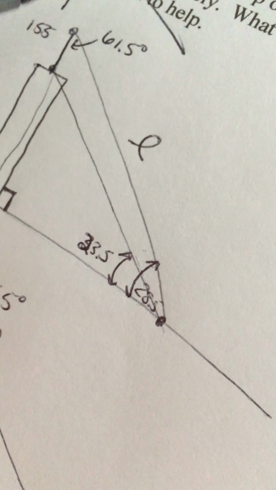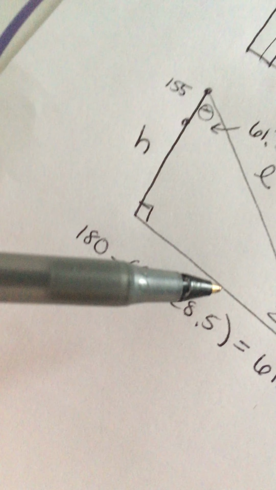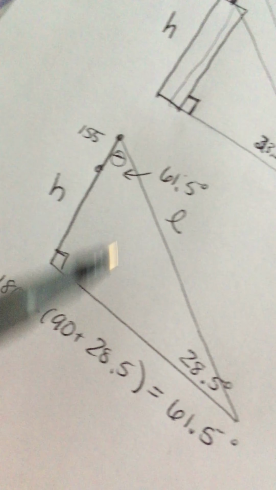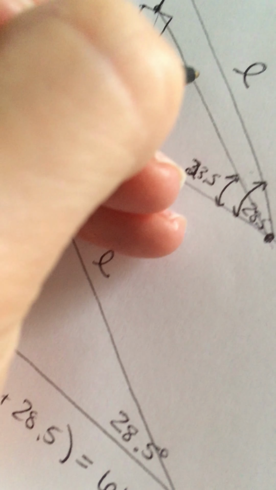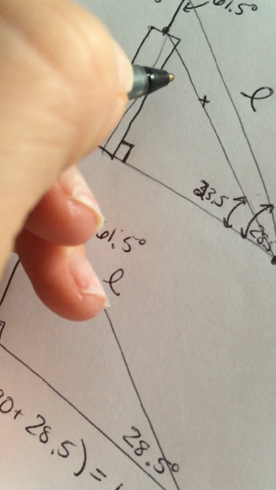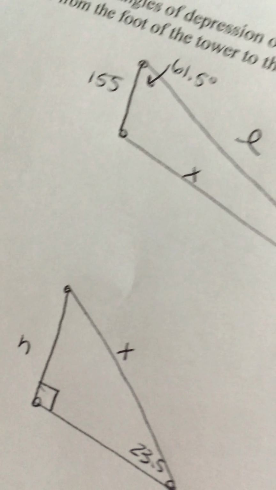So now I really don't need this big L. We could eventually use it, but we don't really need to. And if you notice, I have nothing else for this big triangle. So I don't really need to find L, but what I would really like to find is X, because it really does have one part in two triangles.